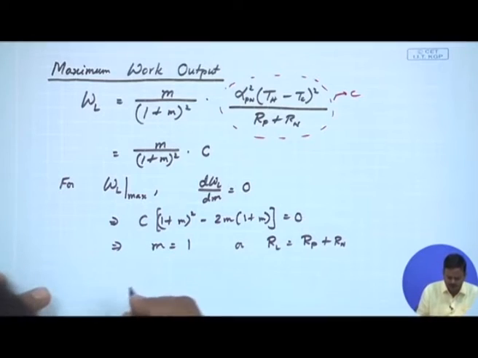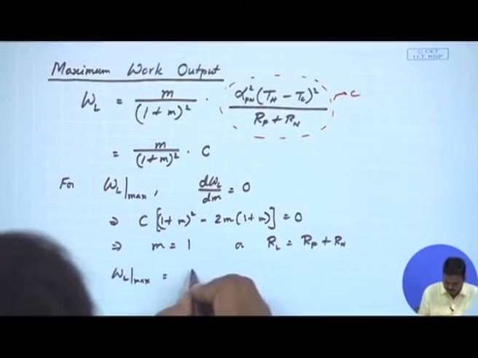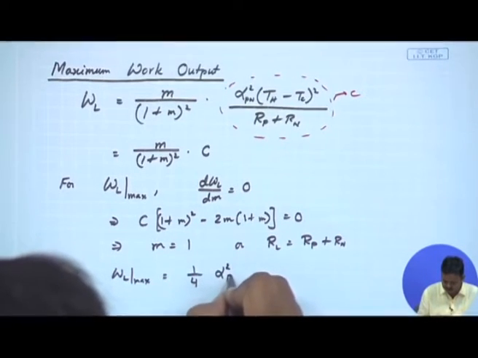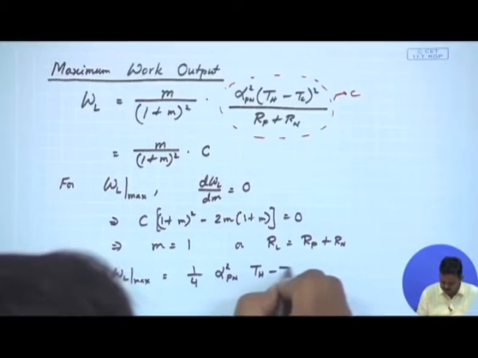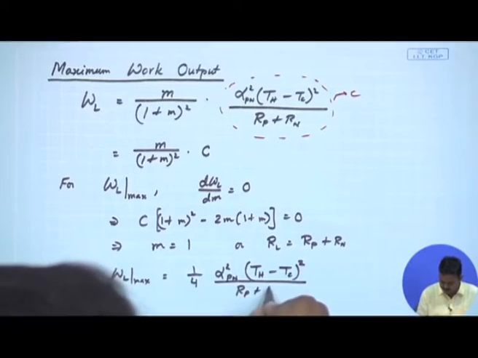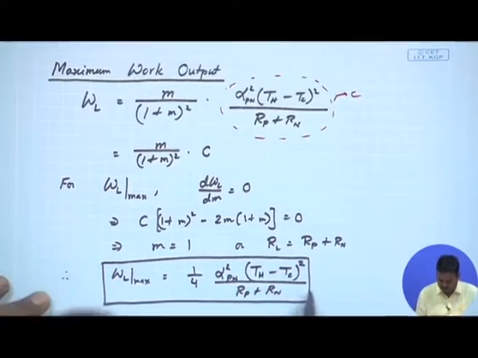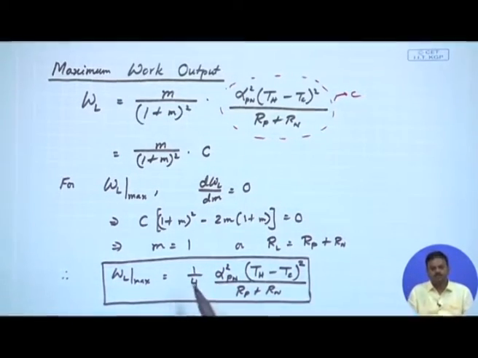Okay. So, therefore, let me write down WL max turns out to be 1/4 alpha squared Pn (Th minus Tc) whole squared divided by Rp plus Rn. Very important relation. And similarly, you can put this value into the definition of efficiency and get the corresponding efficiency as well, and as you will see, that efficiency is not going to be the same as the eta max that we got in the previous exercise. Okay.